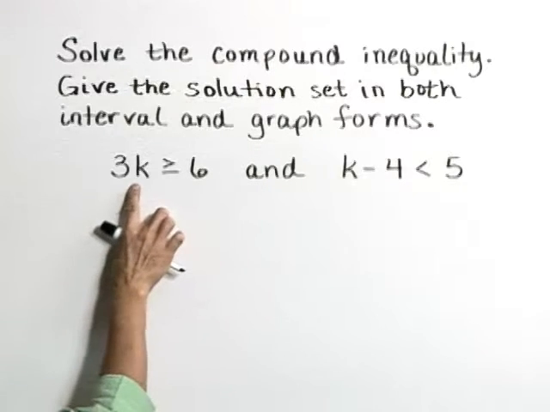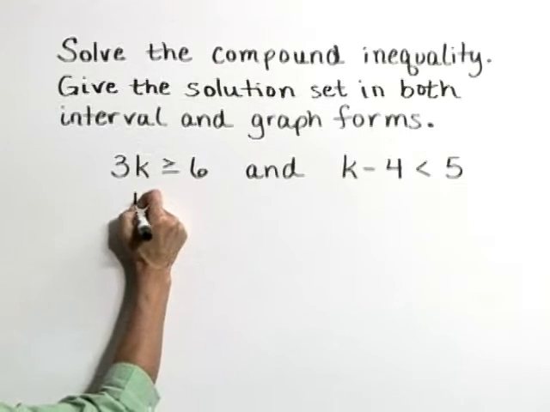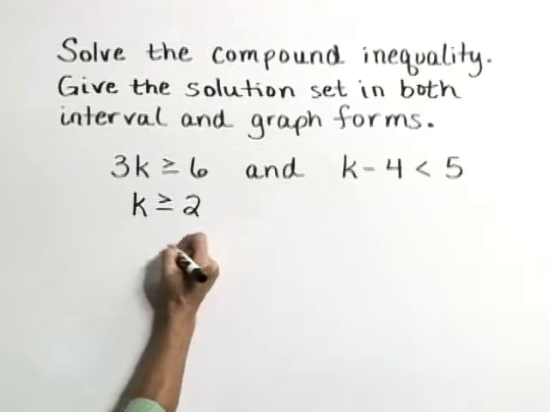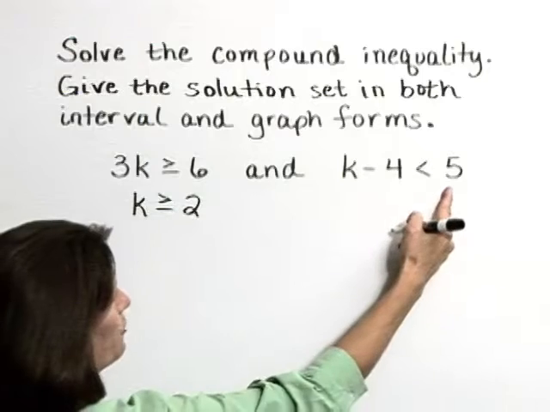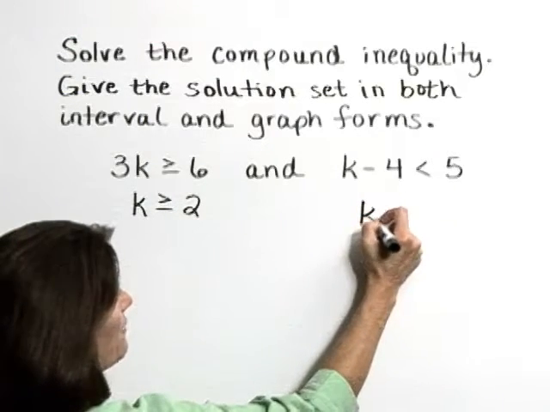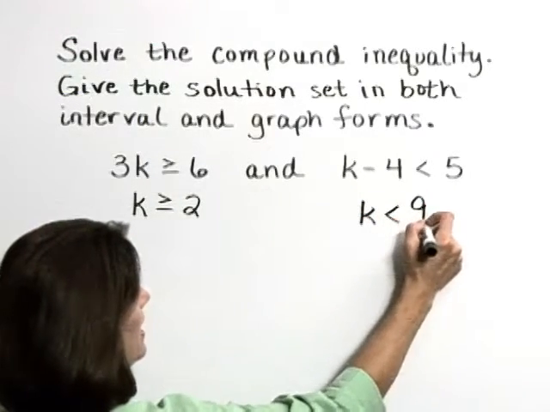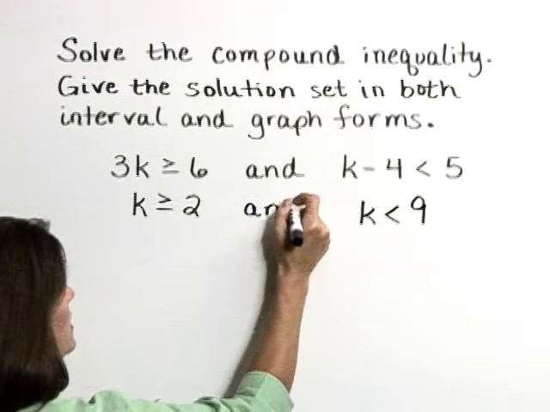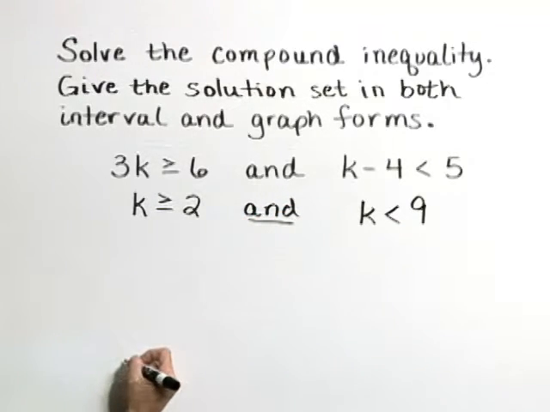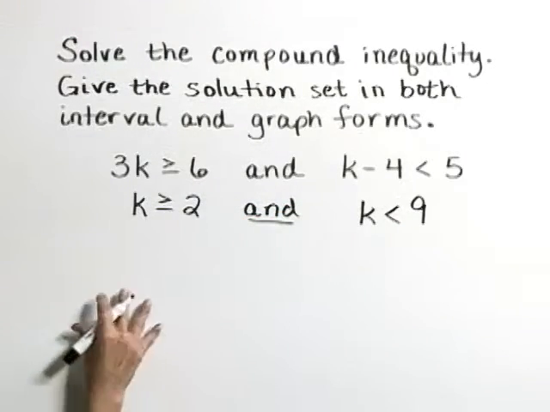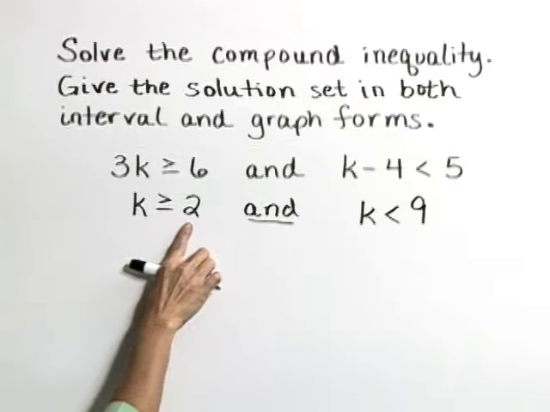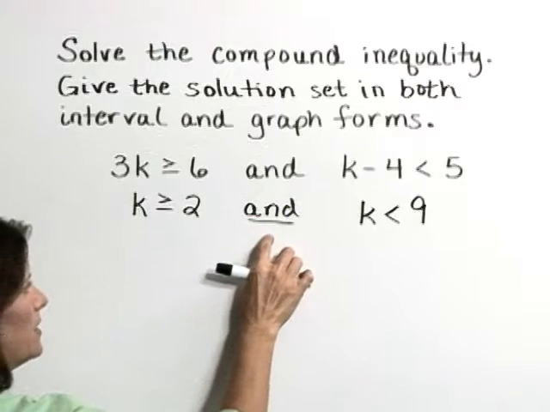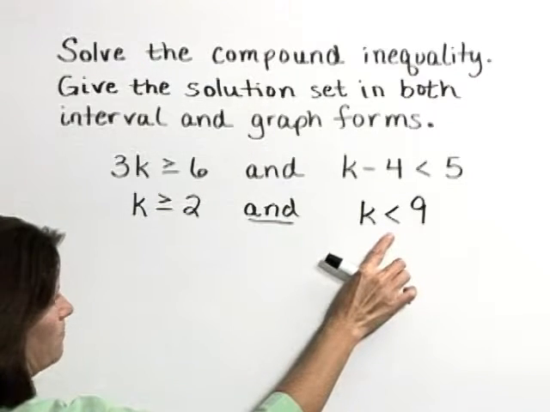So in this first one, divide both sides by 3 to get k is greater than or equal to 2. In our second inequality, add 4 to both sides so that we have k is less than 9. And remember that this is an "and" word connecting them. And so we want to include in our solution all values for k that are greater than or equal to 2 and less than 9.